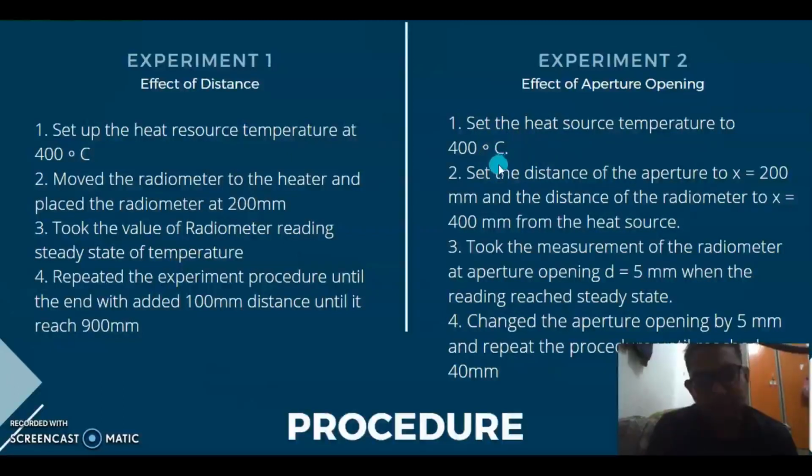For the second experiment, effect of aperture opening, the temperature is the same, but we set the aperture distance from the heat source at 200 mm and the radiometer at 400 mm. For this experiment, the change is only at the aperture opening. First the aperture opening is 5 millimeter, and we take the reading of the radiometer when it reaches steady state. Then we repeat the experiment, adding 5 millimeter each time until it reaches 400 millimeter, to get the data.